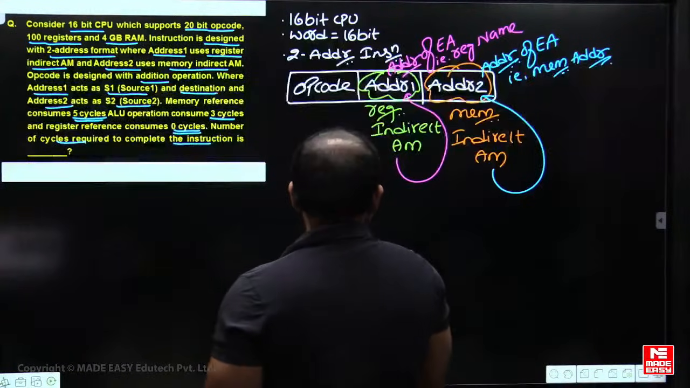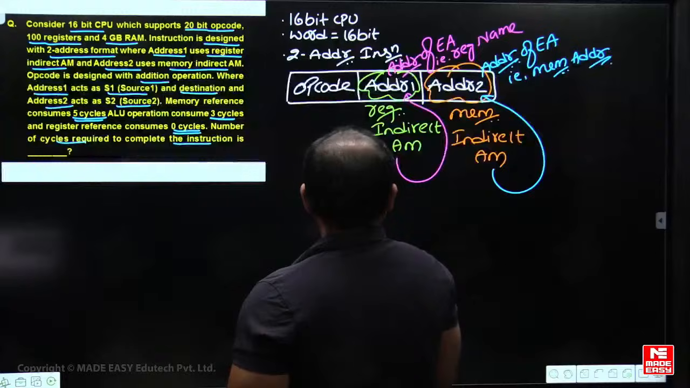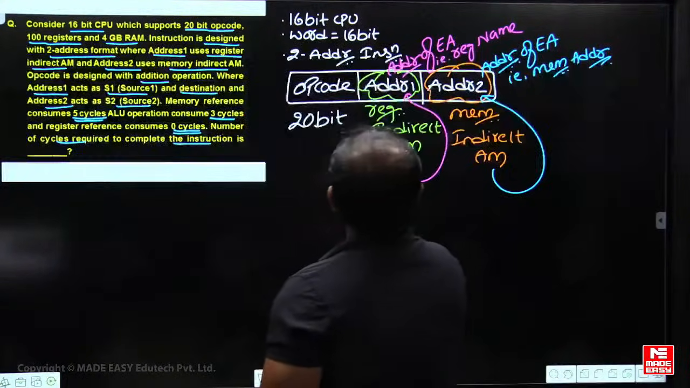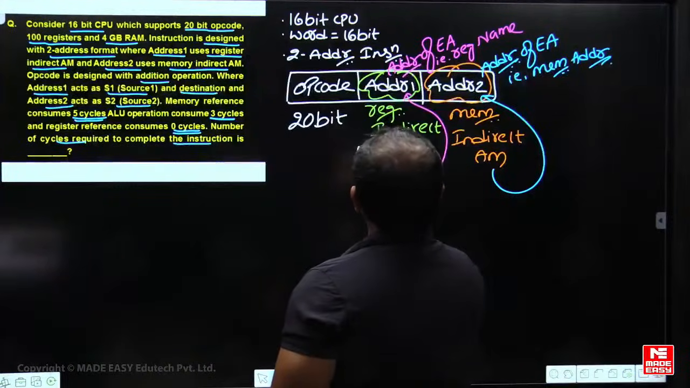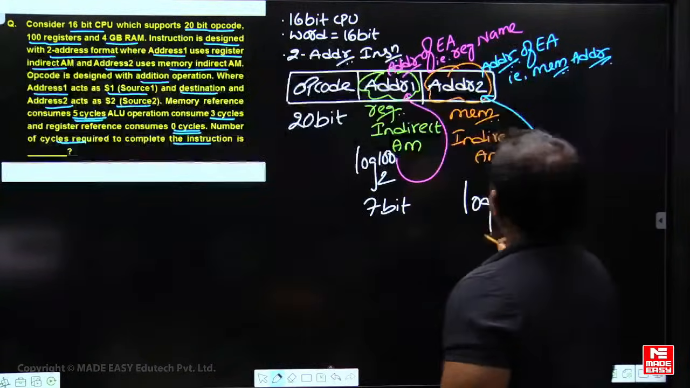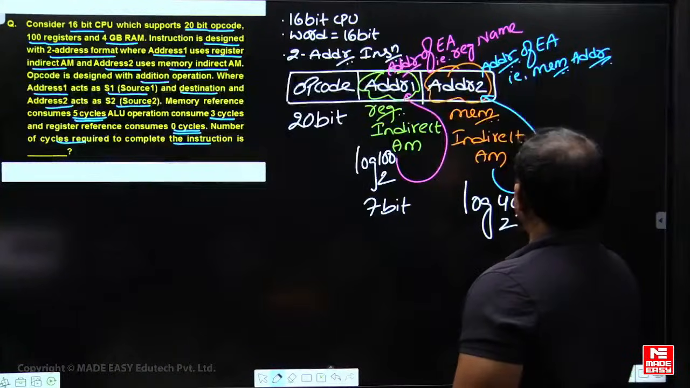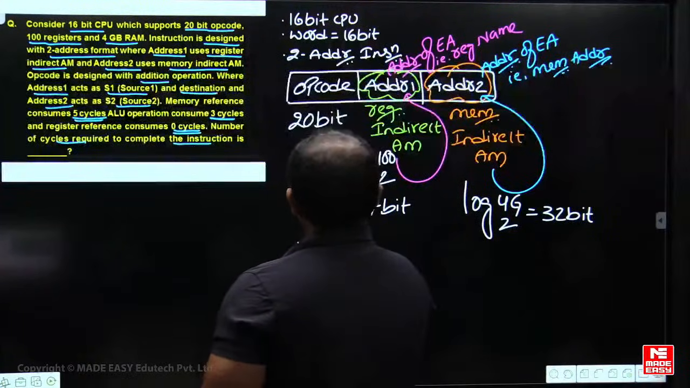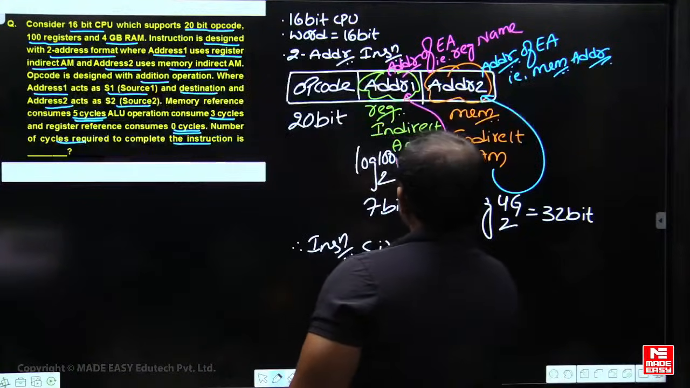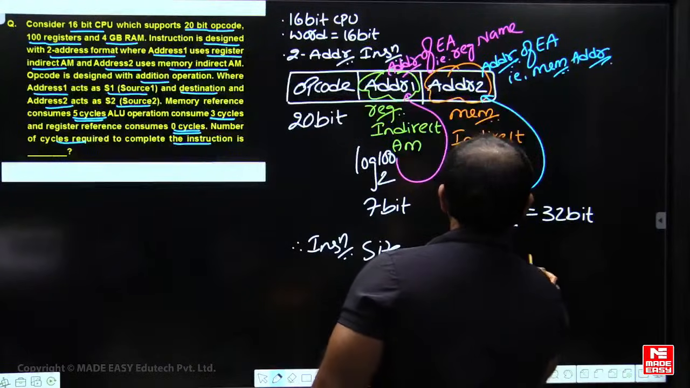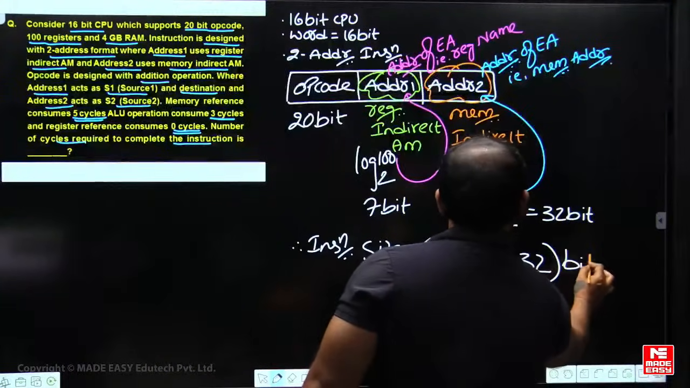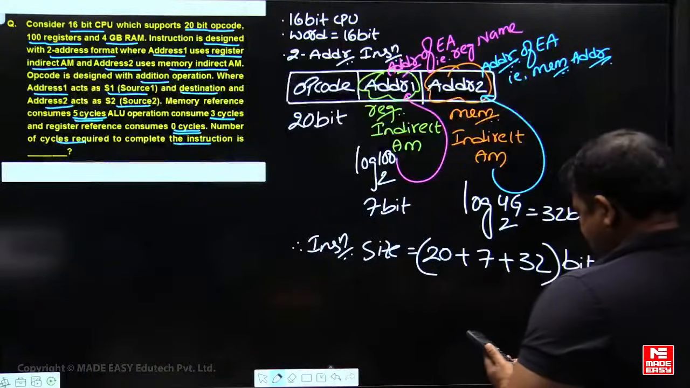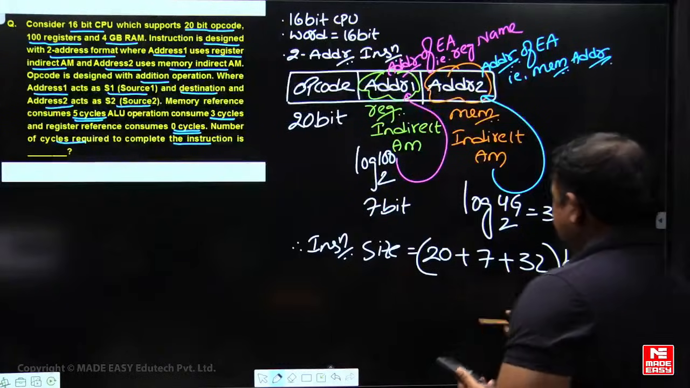So now opcode size. Opcode size is 20 bit, already given. Registers: how many registers? 100. Log 100 base 2 is 7 bit. Memory address: log 4 gigacells base 2, that is 32 bit. Therefore, instruction size is equal to 20 plus 7 plus 32 bits. This is equal to 59 bits.